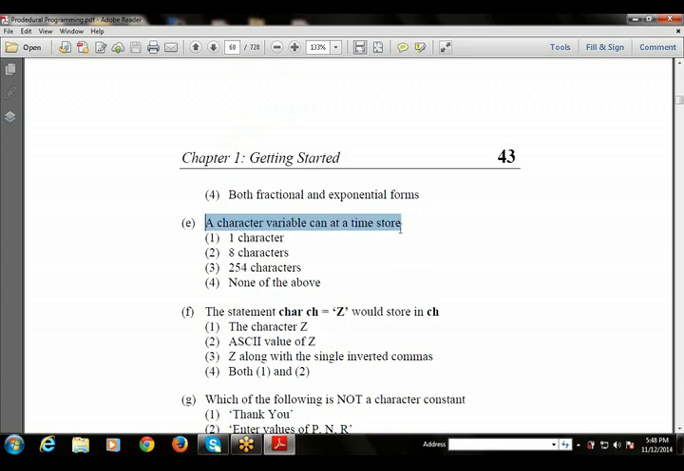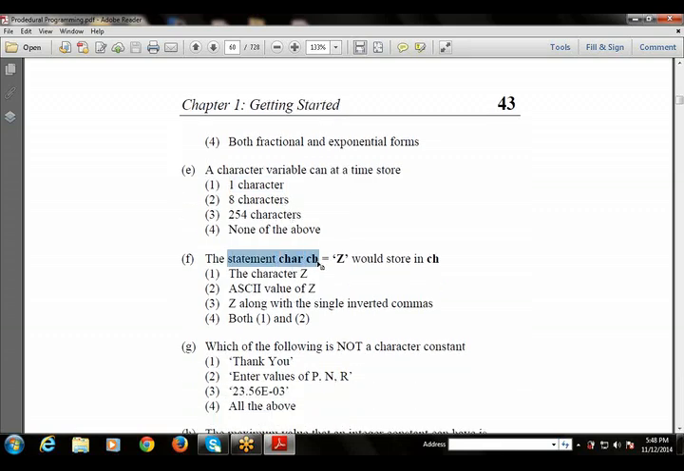Next question says a character variable can at a time store how many characters? 1 character, 8 characters, 254, none of the above. That is 1 character. Yes, your answer is correct. Then the statement char ch = 'z' would store what in ch? It stores the ASCII value. As I told you, whenever any character is stored in a variable of type char, it uses the ASCII value of that character.